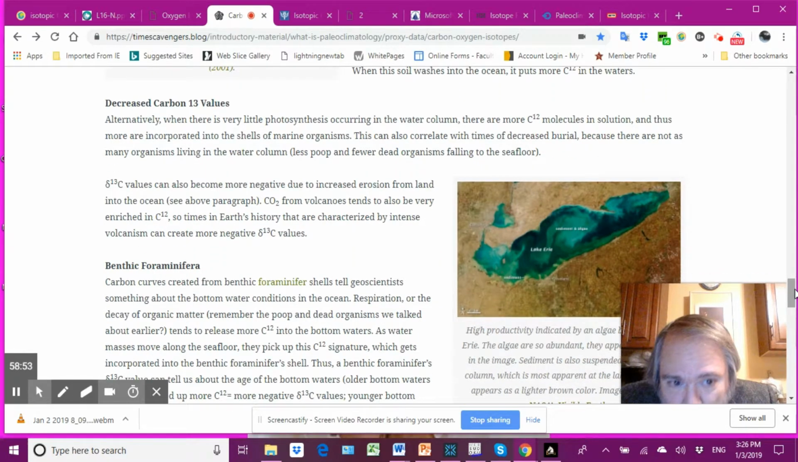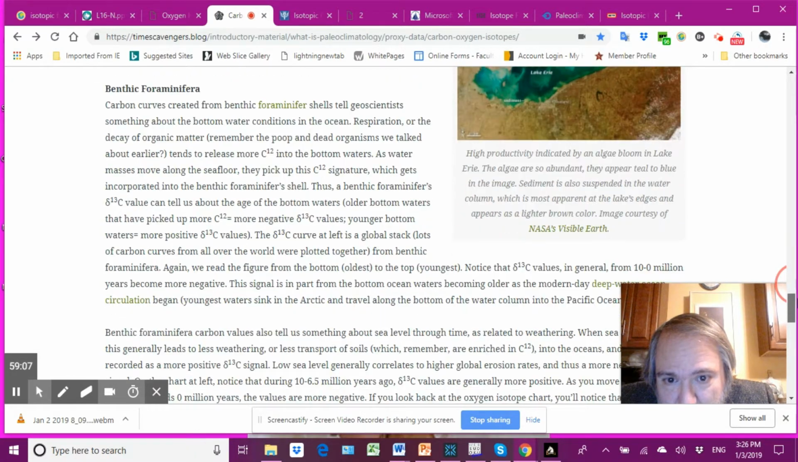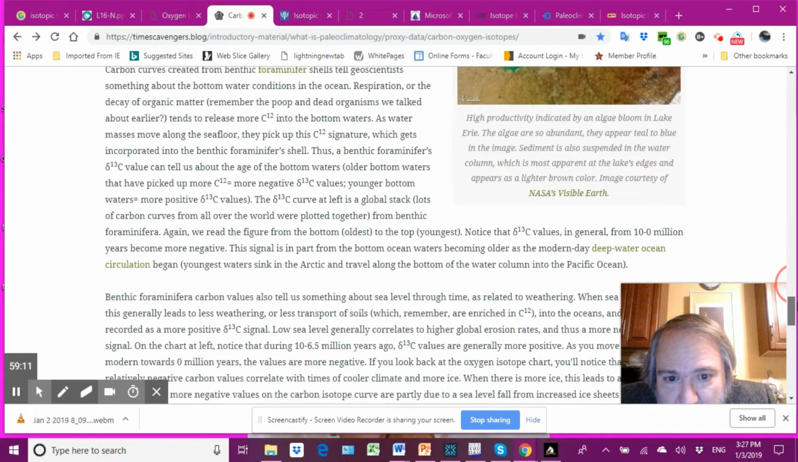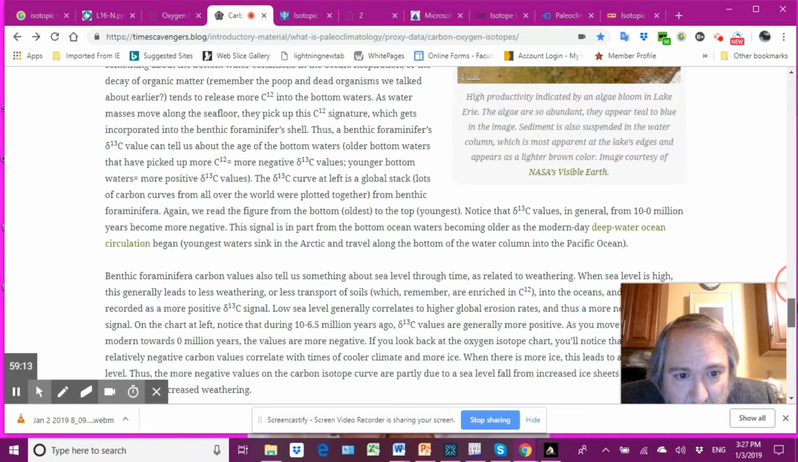So looking at the Del 13C values, we can get an idea of the conditions of the ocean, what kind of productivity was happening. And we'll look at that graphic. Notice that Del 13C values in general from 10 to 0 million years becomes more negative.